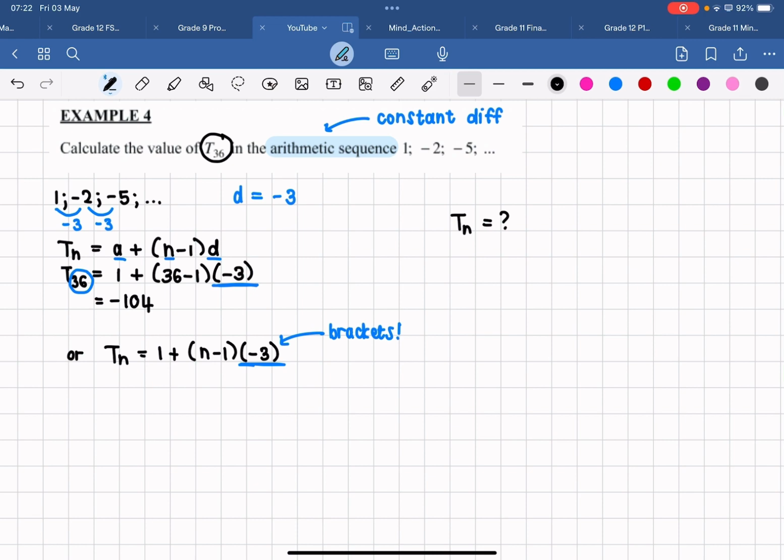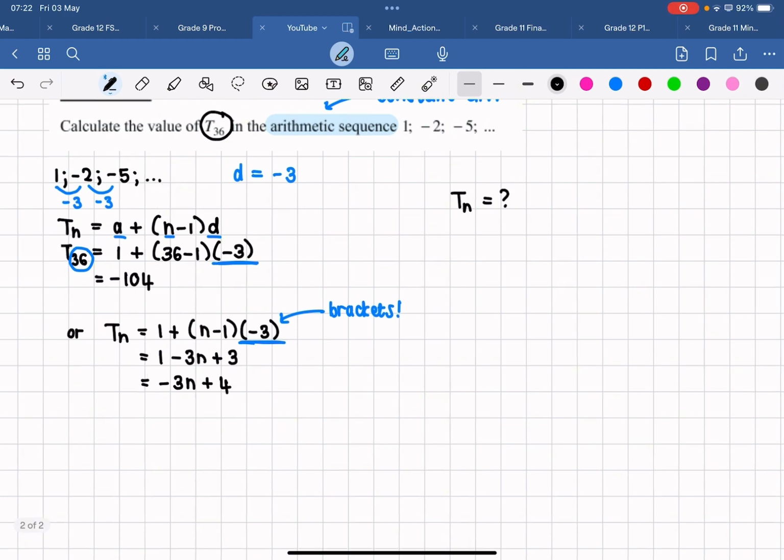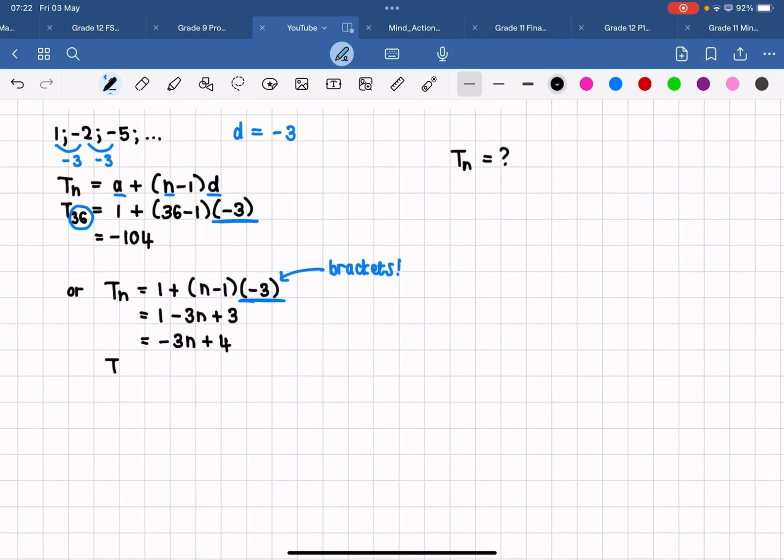All right, from here, I'm just quickly going to multiply these brackets out. So I'm going to have 1 minus 3n plus 3, which is -3n plus 4. And then from here, you could sub in 36 in the place of n, and you will get the same answer. But as you can see, this method is a little bit longer than the first method that I wrote down.